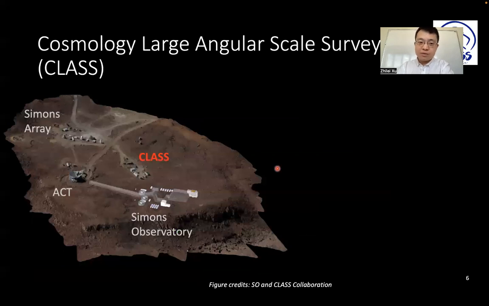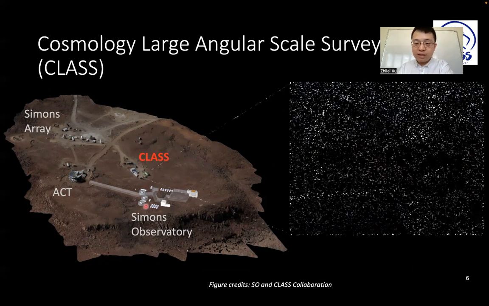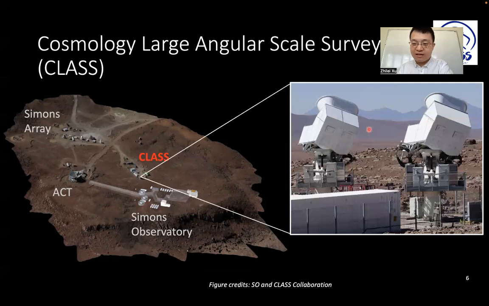So I'll first start with the experiment called Cosmology Large Angular Scale Surveyor, short for CLASS. It's in Chile, on the plateau that houses several CMB experiments: CLASS, Simons Array, ACT, Simons Observatory. This is what CLASS looks like, observing. We have 2 mounts and 4 telescopes observing from the site.